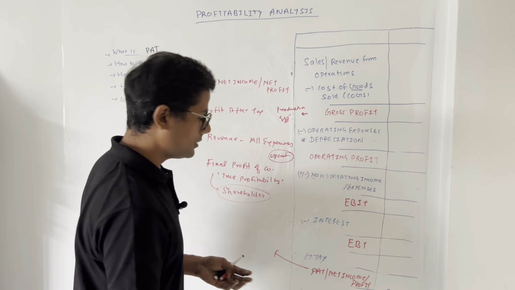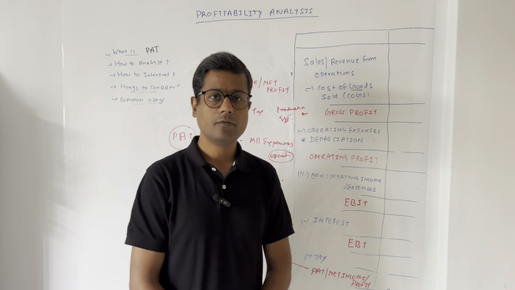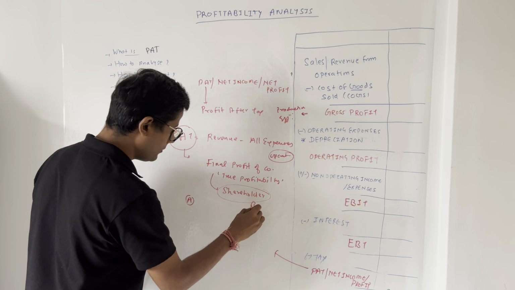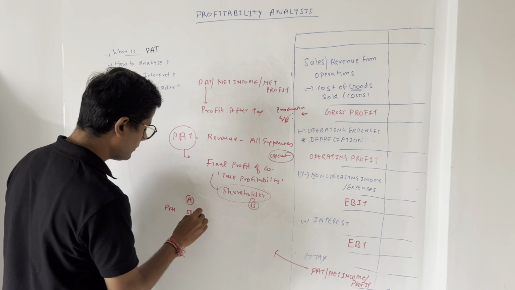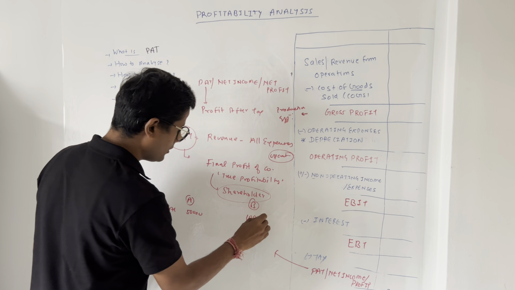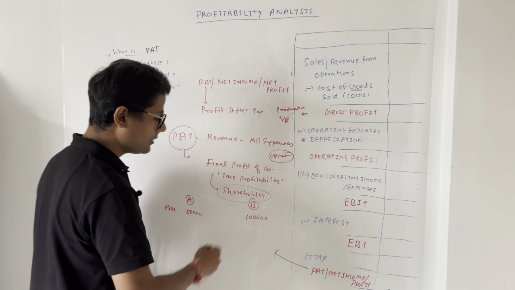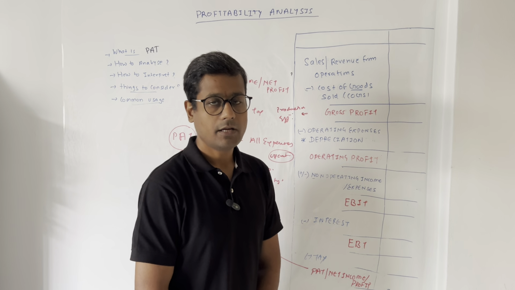How do we calculate what the PAT is? Now how do we analyze it? How do we analyze the PAT? So if we have two companies, A and B, A is having a PAT of 50,000, B is having a PAT of 100,000. Can we directly conclude yes, B is a better company? If you do that, then you may not exactly be right.